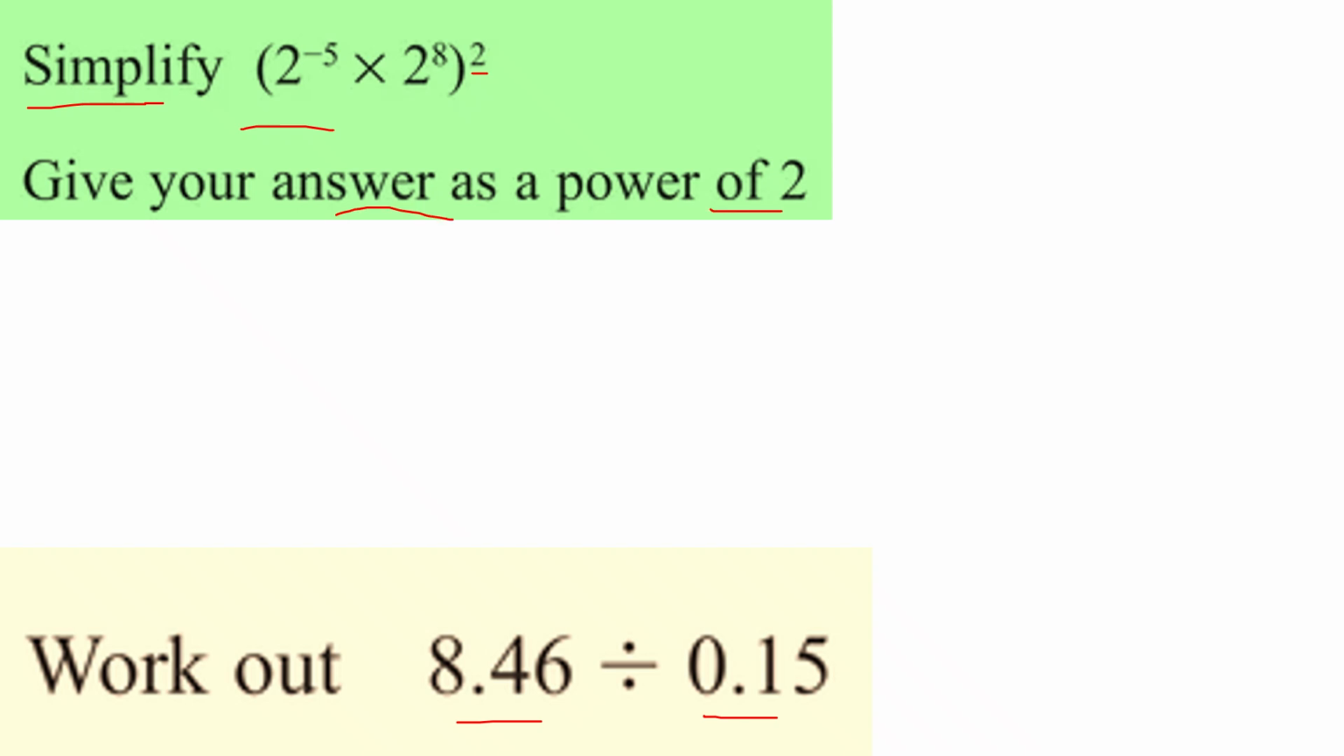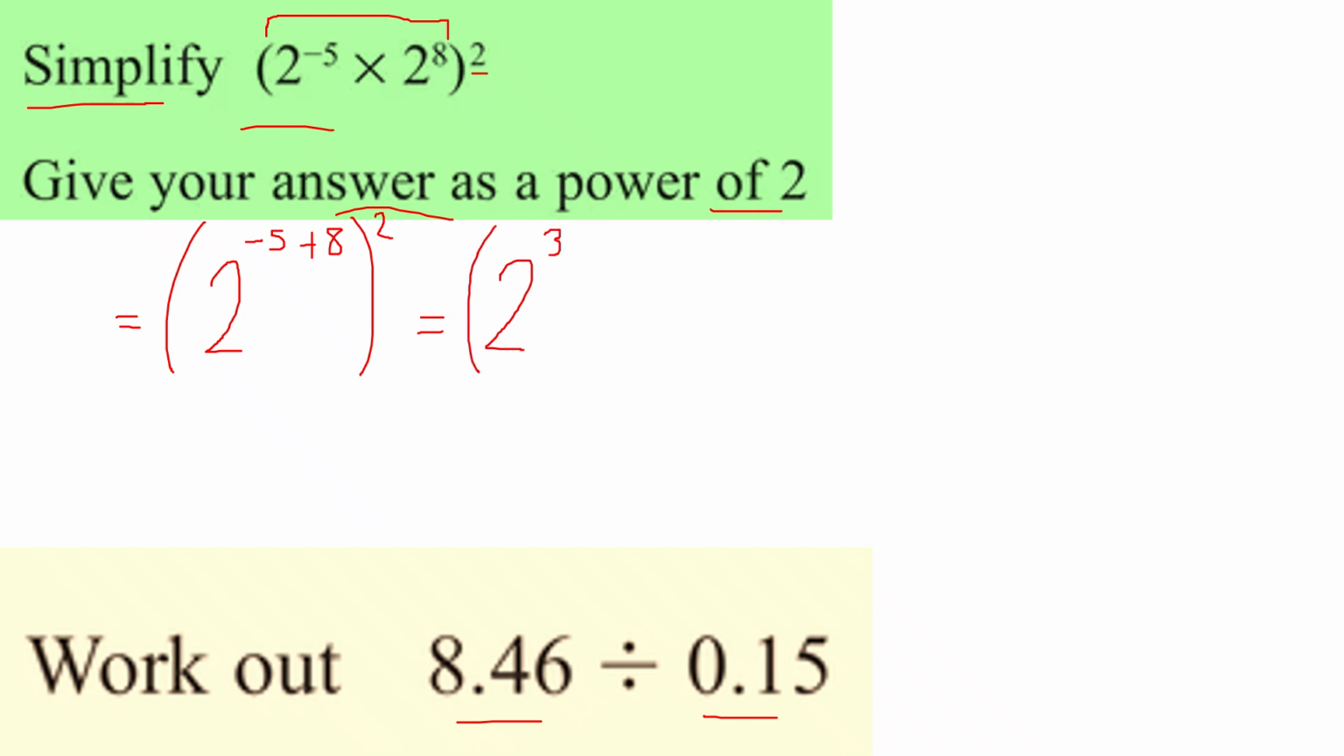So we're going to adopt our big maths rules and simplify what's inside the bracket first, using our index law for multiplication. When I multiply with the same base, I'm going to add my indices, add my powers, but also keep the squared there. So minus 5 plus 8 is 3. So we're going to have 2 to the power of 3, or 2 cubed, in brackets to the power of 2.